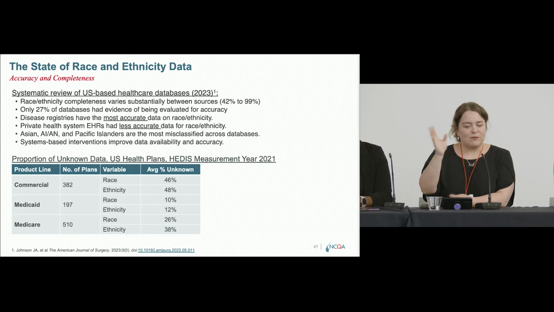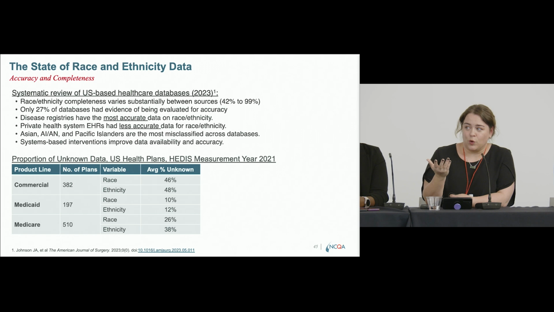Now, when we flip that and think about how we use that for measurement and reporting, using quality as a use case, the data on the screen comes from HEDIS reporting in 2021, using a descriptive measure we've had around for a number of years. Broken down by product line, you can see, again, wide variation in the completeness of race and ethnicity. Commercial plans have more work to do. Medicaid plans have a leg up. You can hypothesize the enrollment forms make it a little bit easier. Medicare plans also had some work to do.